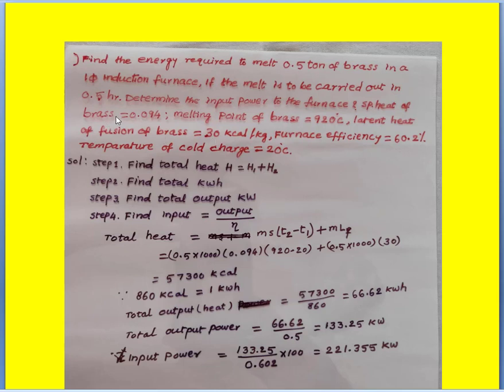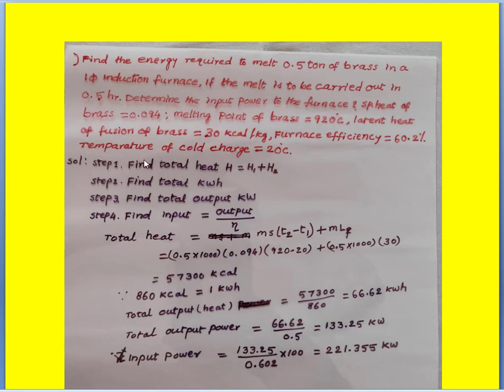Specific heat of the brass is given as 0.094, melting point of the brass is given as 920 degrees centigrade. Latent heat of fusion of brass is given as 30 kilocalories per kg, and furnace efficiency is given as 60.2%. Temperature of the cold charge is given as 20 degrees centigrade. Here cold temperature is nothing but the initial temperature of the charge.